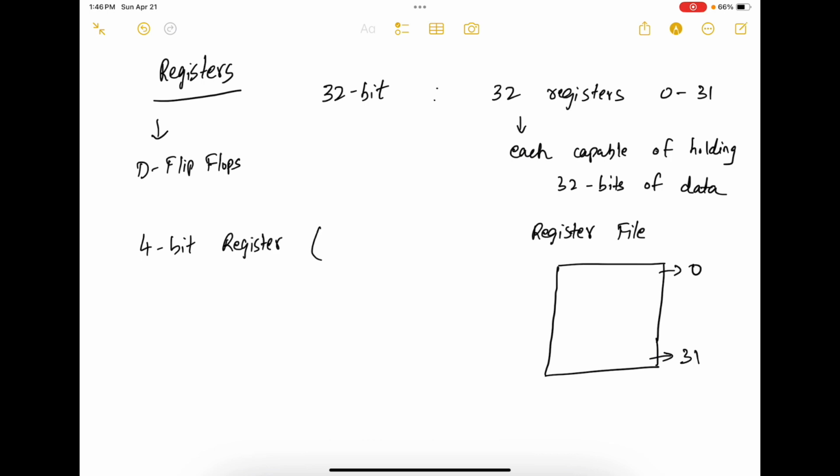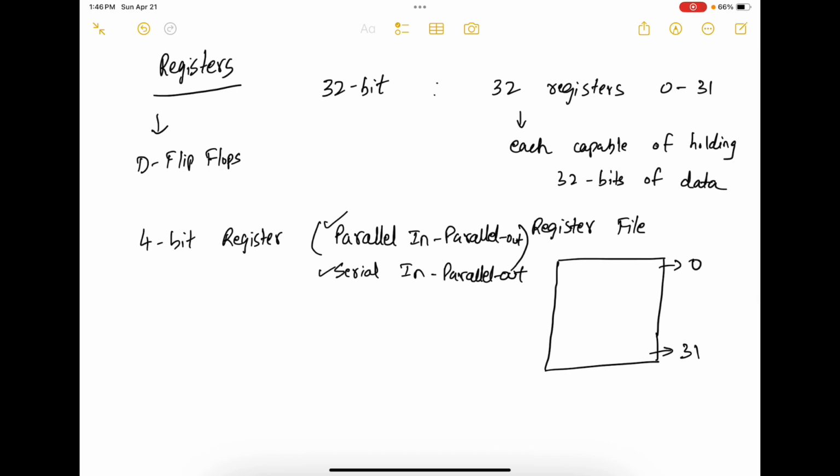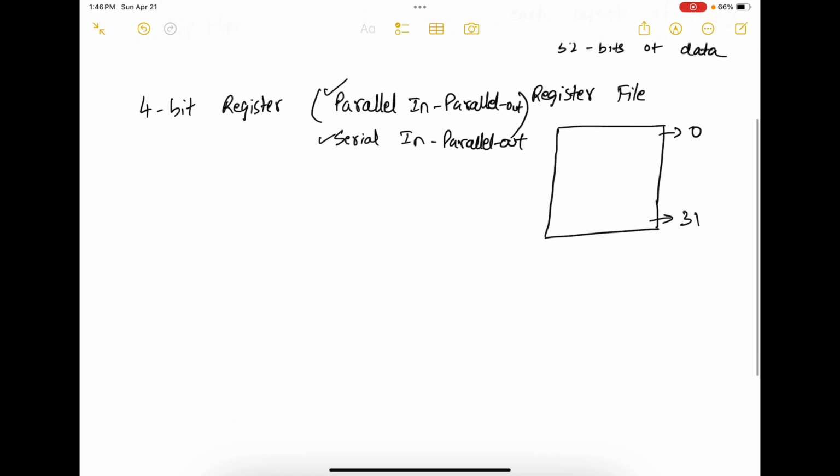Registers can be either parallel in, parallel out, or they can be serial in, parallel out, or parallel in, serial out, or serial in, serial out. But parallel in, parallel out and serial in, parallel out are typically the most commonly used register configurations. So let us look at the parallel in, parallel out configuration. So we are going to design a 4-bit register.